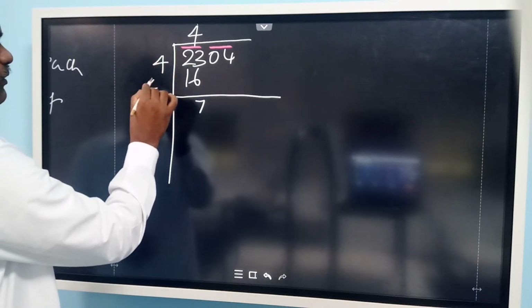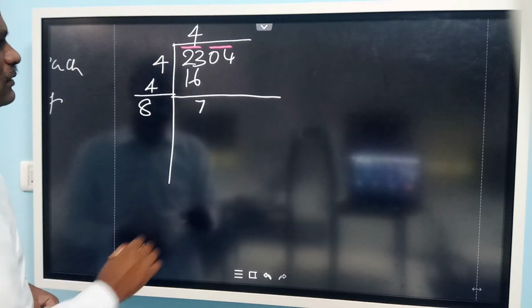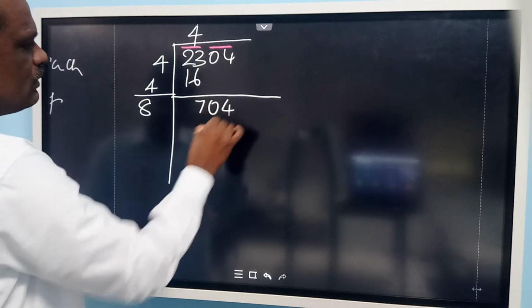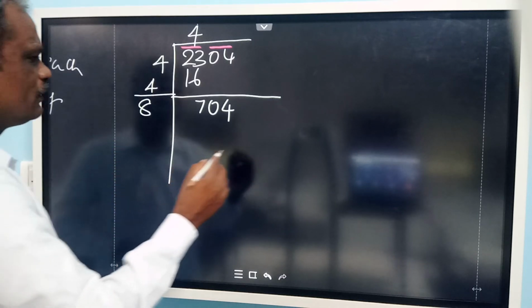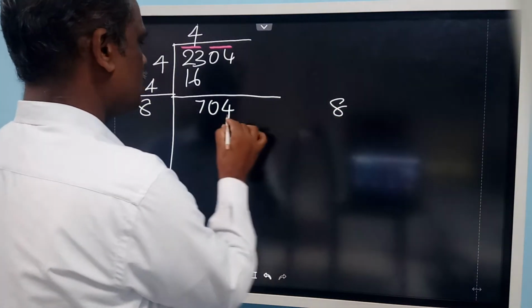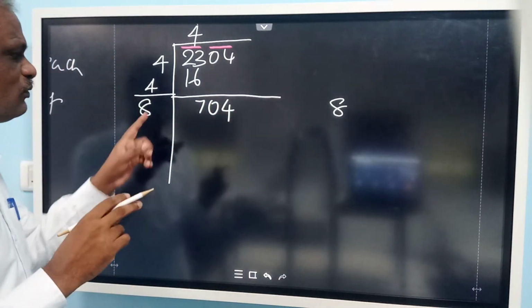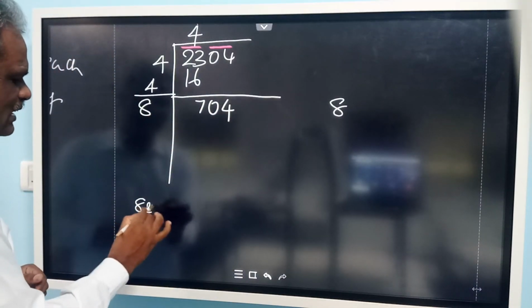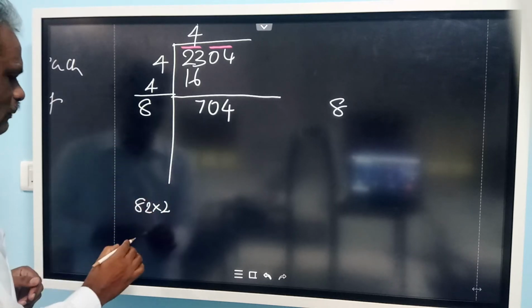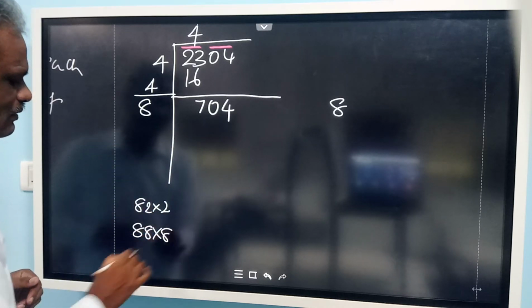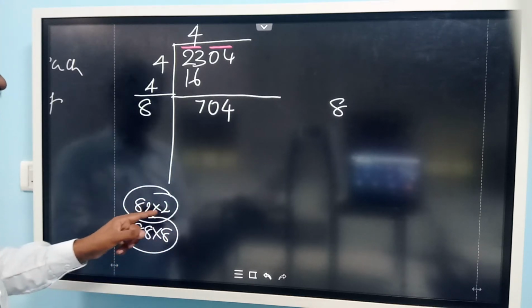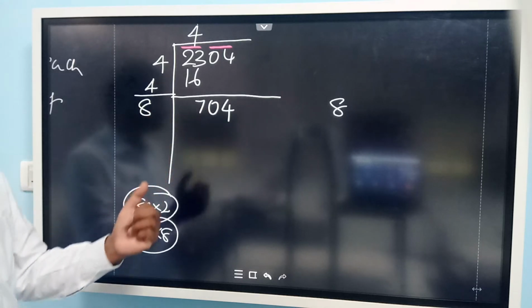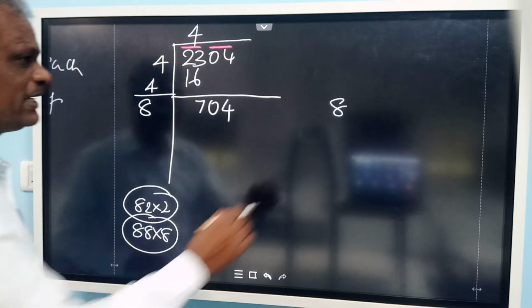Double this one. So it becomes 8. So now bring down this 04. It becomes 704. So what number should be multiplied here? Suppose this 4 will come either with the multiplication of 82 into 2 or with the multiplication of 88 into 8. So we will check it with 88, because 82 into 2 is a very small number compared to 704. Let us find out with 88 into 8.